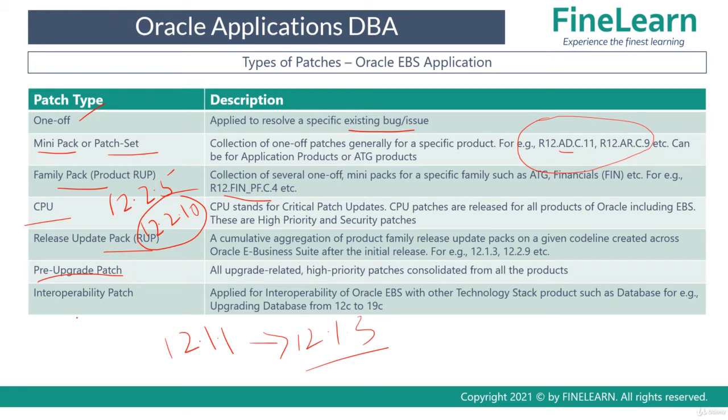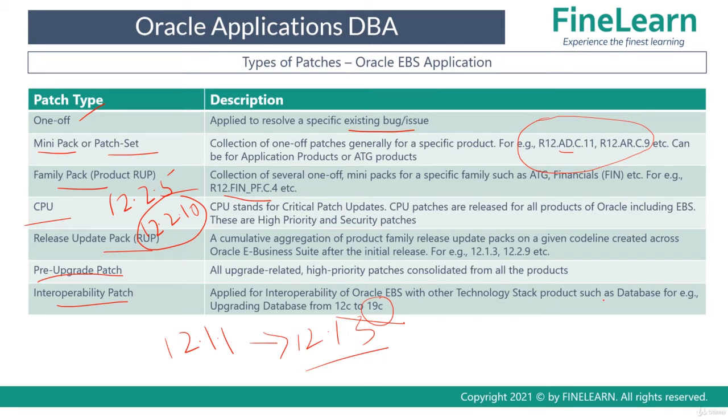And finally, last but not the least, is interoperability patches. Let's say, for example, I'm upgrading my database from 12c to 19c. When you're upgrading your database from 12c to 19c, you need to make sure that the EBS is compatible with the new version. And to make it compatible, which means to make it interoperable, you're going to apply these interoperability patches. Most of the time, these interoperability patches will enable the E-Business Suite to be compatible with the next version of the technology stack, for example, database or Fusion Middleware, etc.